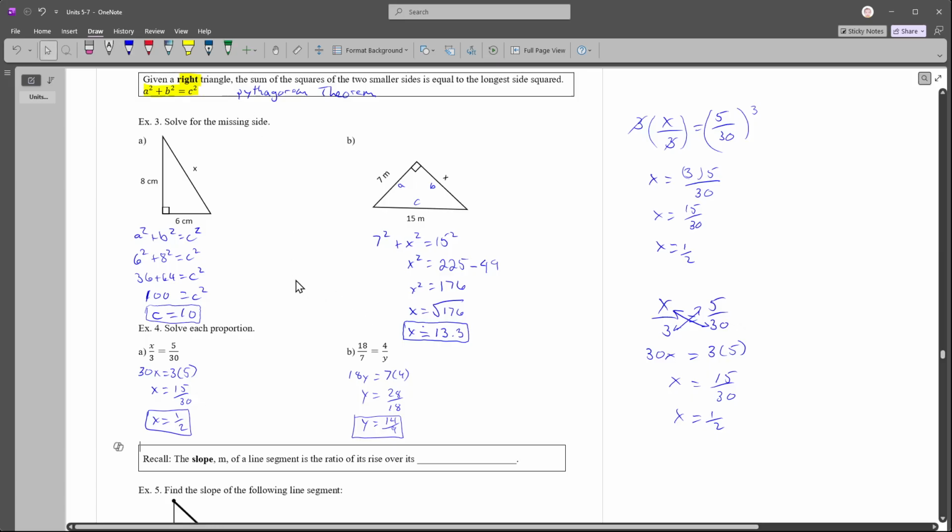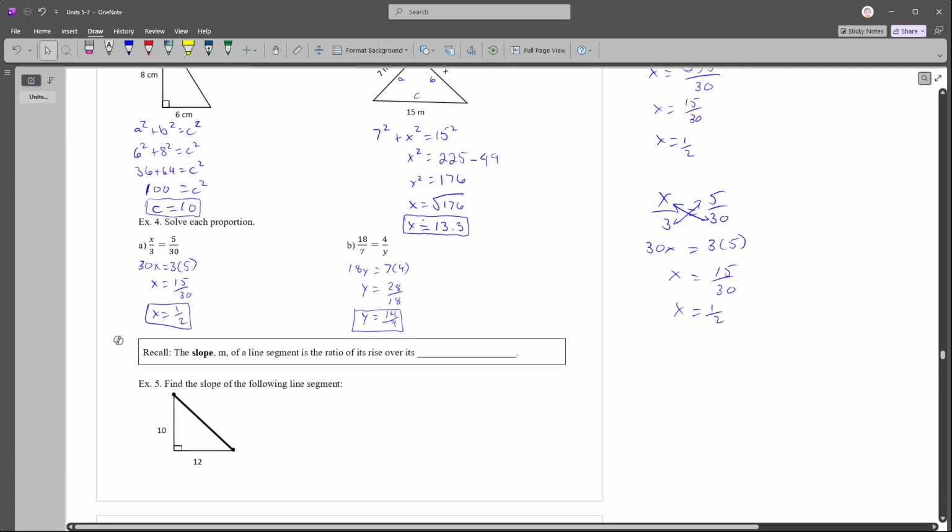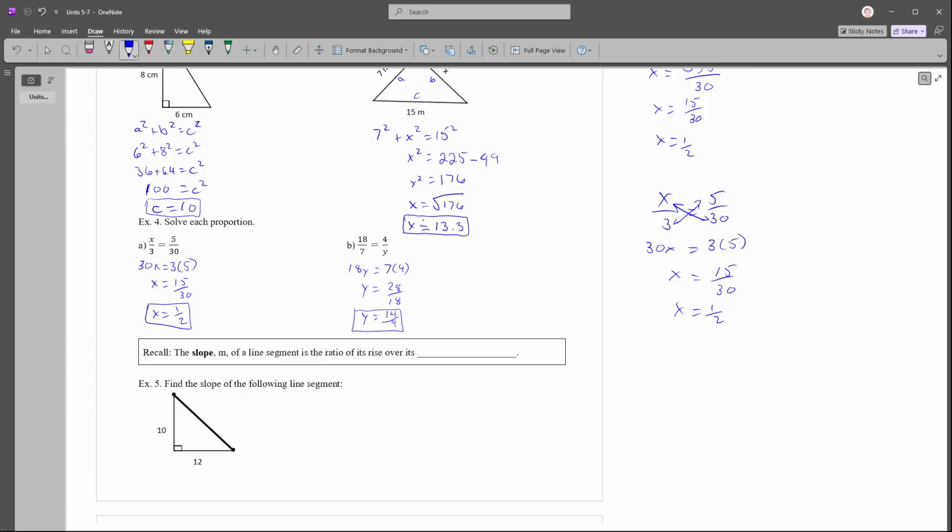All right, so the next one. We're almost done with our review. The slope m, we know that. We've covered that a million times this semester. The slope m of a line segment is the ratio of its rise over what? Rise over its run. We're going to deal with this quite a bit over this semester, so we need to understand what this actually represents. So find the slope of the following segment. Our slope is our rise over our run. Well, that's the equivalent of 10 over 12, right? Which just gives us 5 over 6.